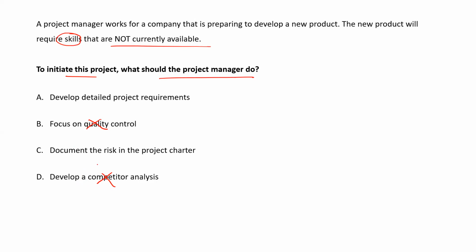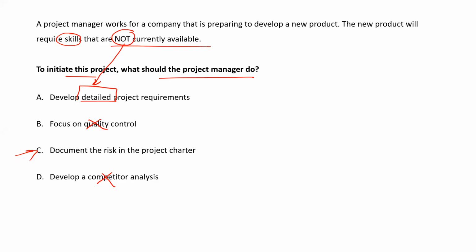The required skill is not available. How can you make the detail requirement? Not available, boss. Not available. And something is not available, how can you make the detail? Document it as a risk in the project charter. Sir, but here it is showing the required skill is not available currently.